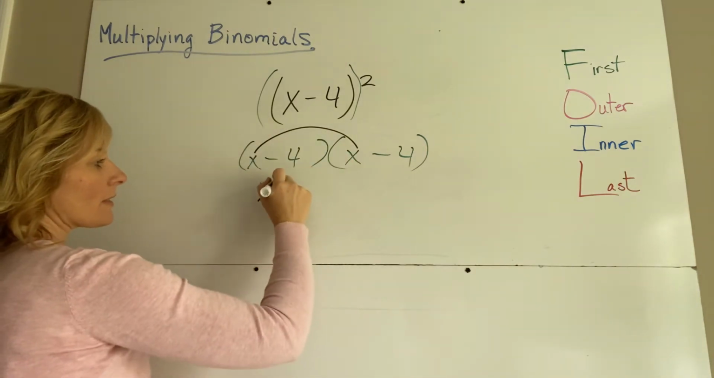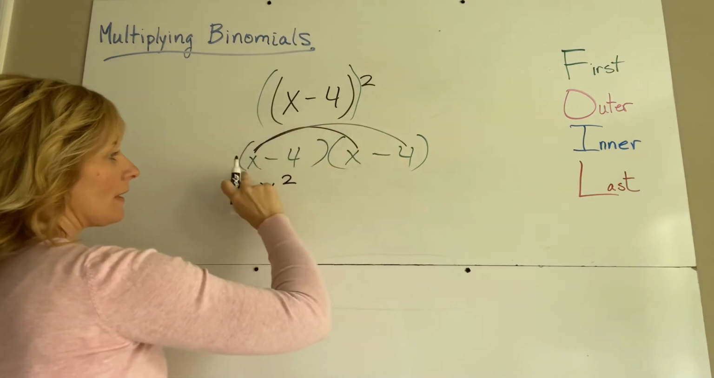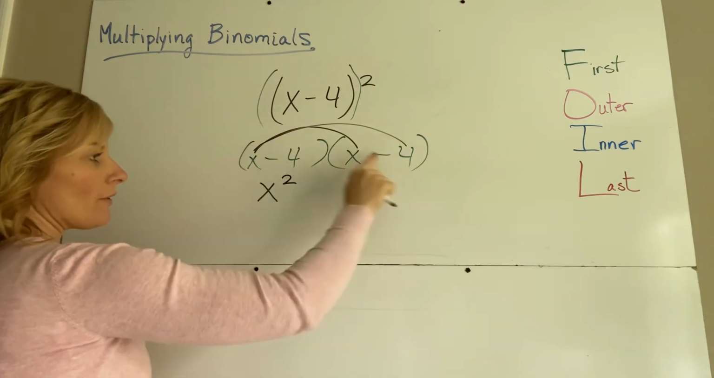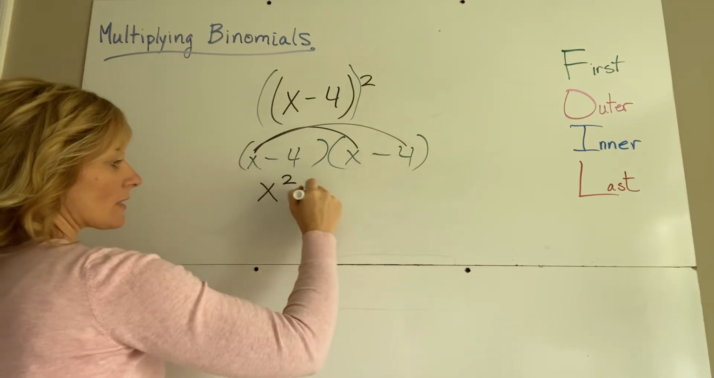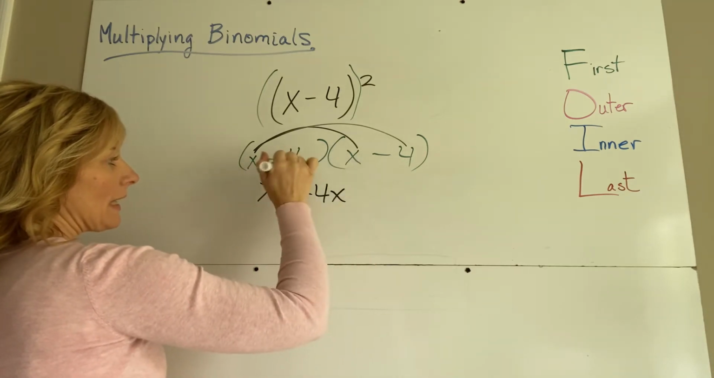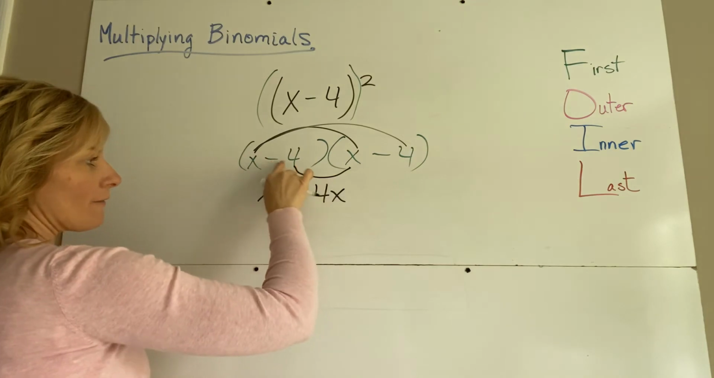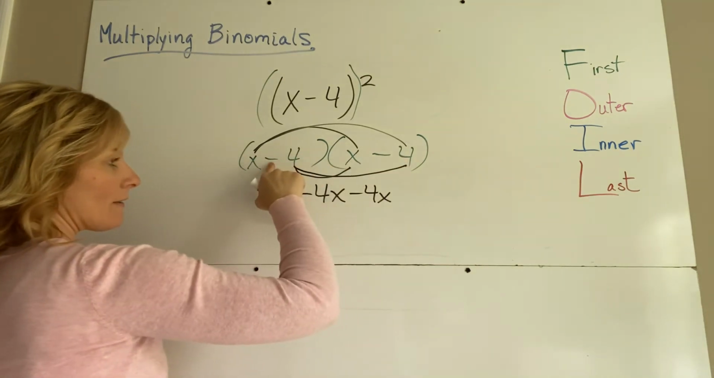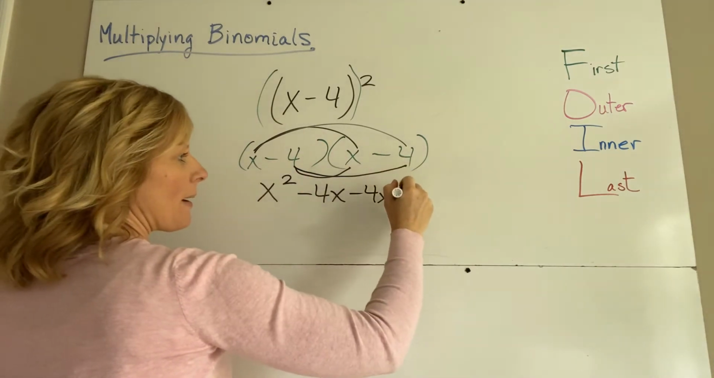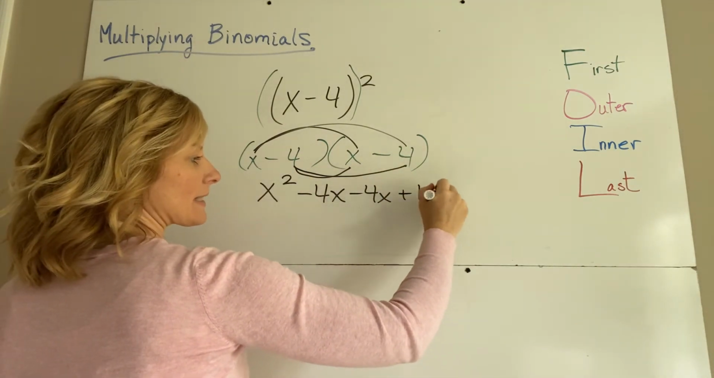First, x squared. Outer, x times 4. Careful, this is a negative 4. Whatever's in front tells us what the sign is. So this is negative 4x. Inner, negative 4x. And last, negative 4 times negative 4. Negative times negative, positive 16.